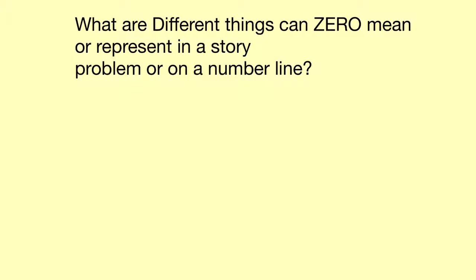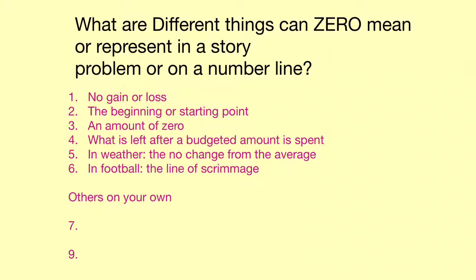One of the things we see on many, maybe even most number lines is a 0. So what different things can a 0 mean, or can it represent in a story problem or on a number line? Well, it could mean a lot of things. It could mean that we have no gain or loss, the beginning or starting point, an amount of 0.